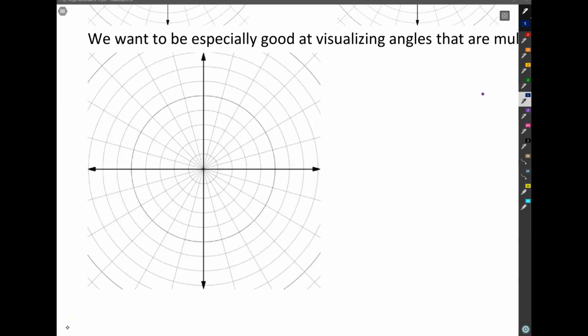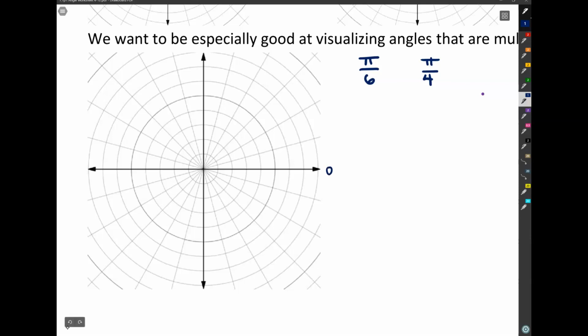Hi everyone. So I just want to put all on one circle the multiples that we want to be good at visualizing. So basically it's the same as with degrees, but we're going to have those written in radians. So pi over 6s and pi over 4s are going to be the multiples that we want to be able to count out really well. So let's start with the pi over 6s, I guess.